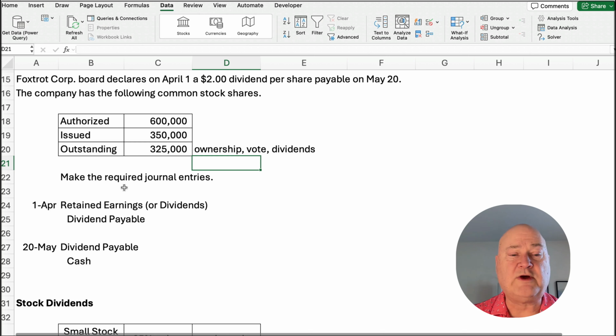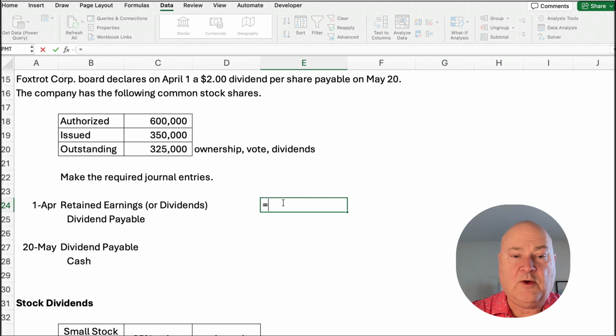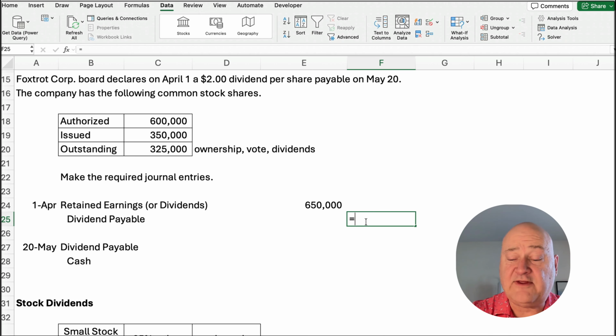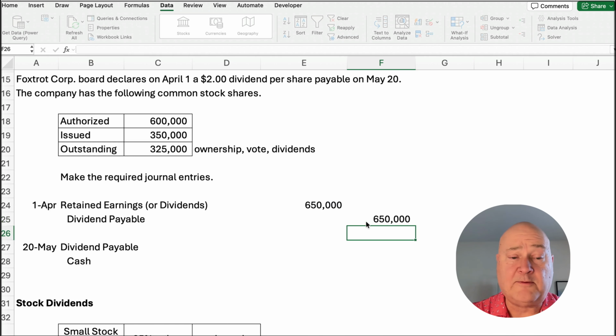So April 1st, what entry do we need to make? We're going to debit the dividends account, or we're going to debit retained earnings. It all comes out of retained earnings. You could use a dividends account and then close it to retained earnings as a part of your closing entries. But what's going to happen is we're going to take 325,000 times the $2 per share dividend. So we're going to issue dividends of 650,000. So it's going to be 650,000 is our dividends payable.